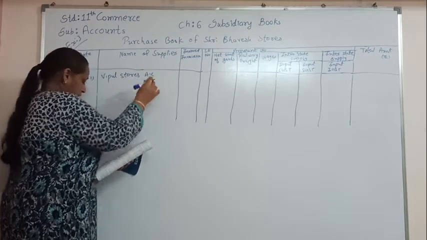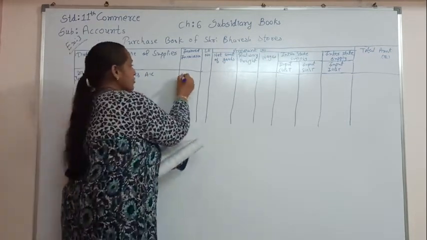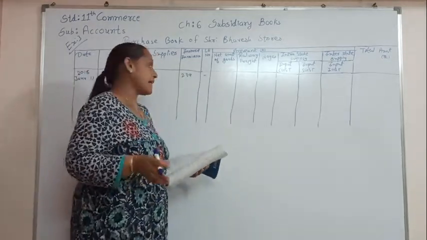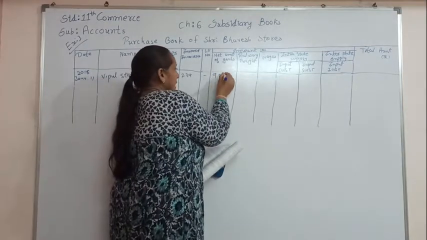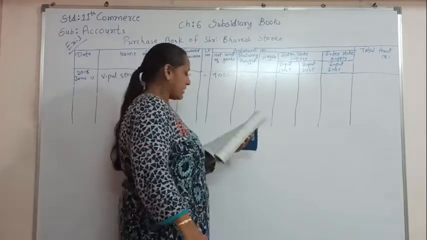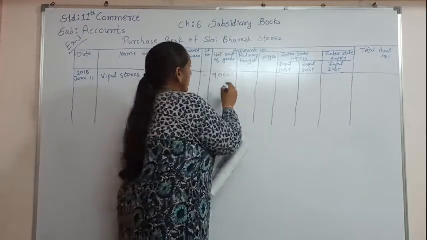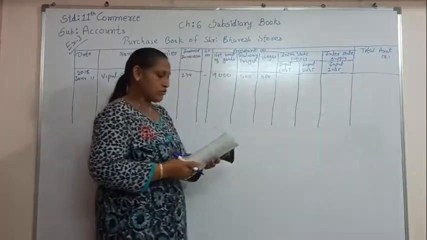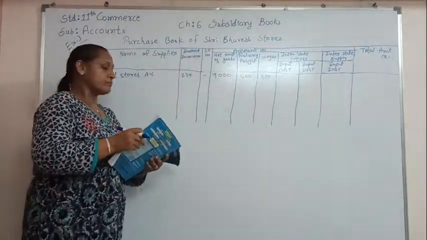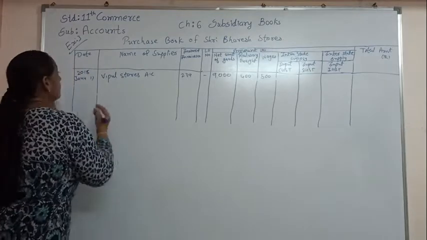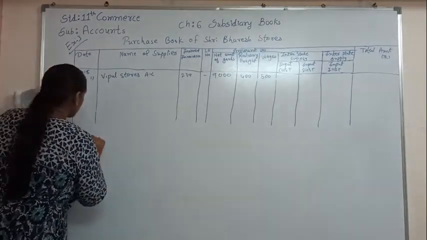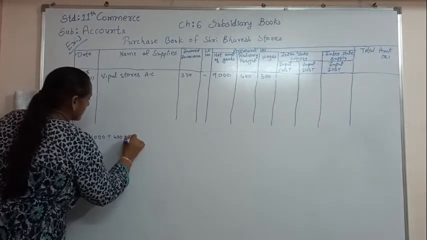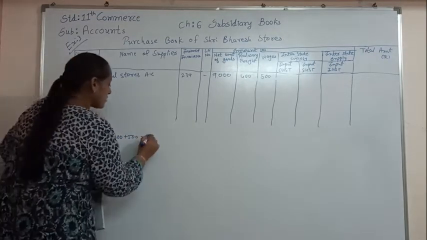So Vipul Store's account, and invoice number is 239, and now the goods purchase is 10,000 and 10% trade discount. So it will be 9,000, and on that railway freight given to us is 400 and wages is 500. So here again we have to find out the GST. For the first transaction, the value of the goods is 9,000 plus 400 plus 500. So the total amount will be 9,900.